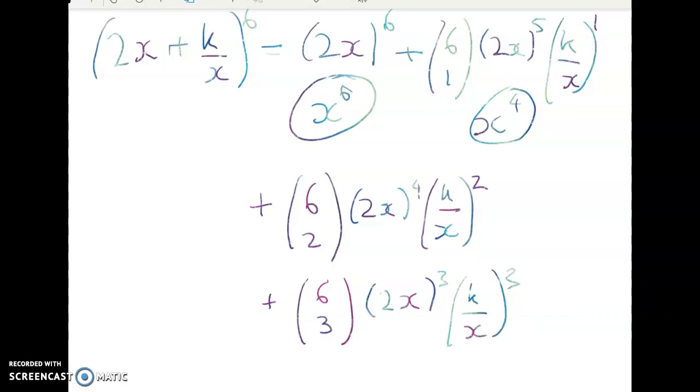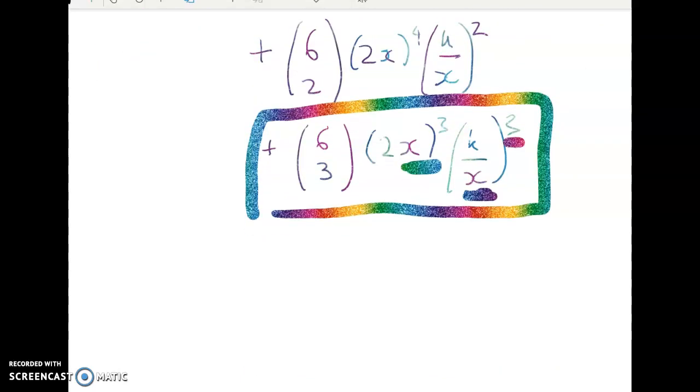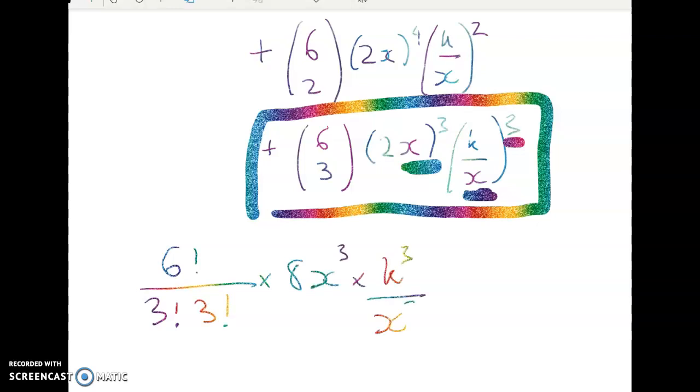Right, so look, we've got to the term that we want. We've found the one that is independent of x. It's going to be this one here. Now I can see that because I've got x cubed here, and then I've got x being cubed here, so they're going to cancel out. So what we want to do now is work on this term and set it equal to, sorry, not to 0, to 540. So we've got 6 choose 3. I know you're going to do that on your calculator, but I'm just going to remind you what a combination looks like. So this times 8x cubed times k cubed over x cubed is equal to 540.